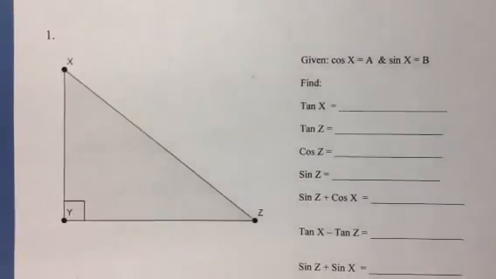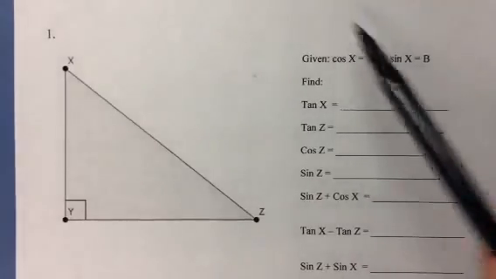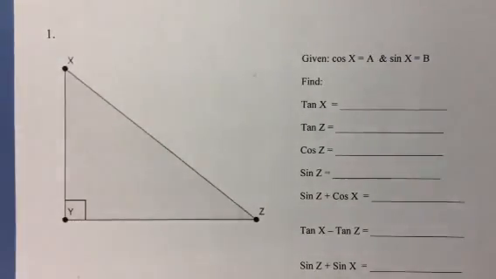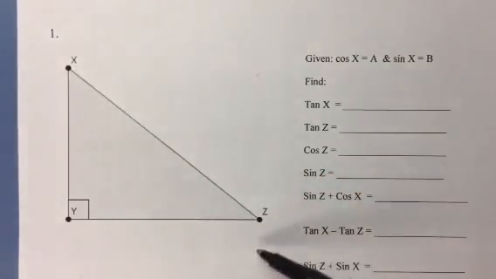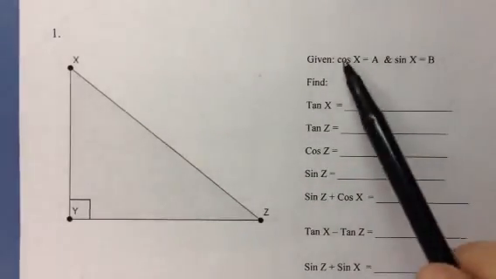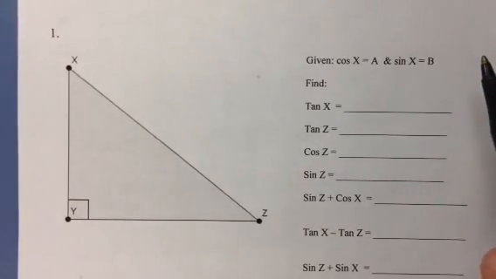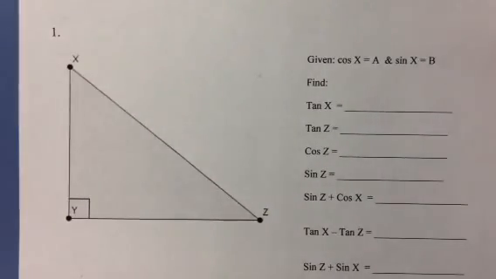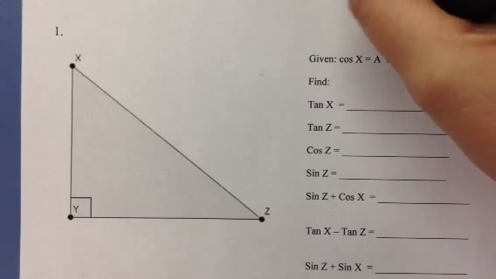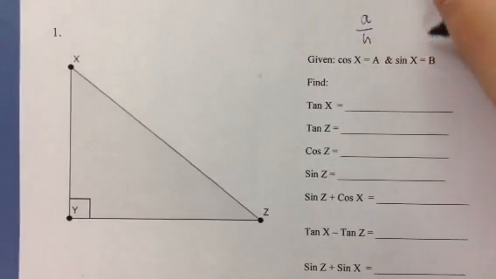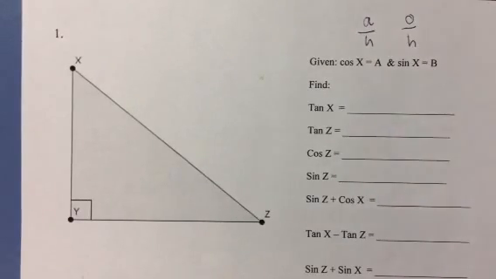Right, we are looking at our Unit 2.5 study guide, version 2, because we went over version 1 in class. So the first problem, we are given this triangle XYZ, and we are told that the cosine of x is equal to a, the sine of x is equal to b. So if you remember, the cosine of x would always be the adjacent side over the hypotenuse. The sine of x is the opposite side over the hypotenuse.